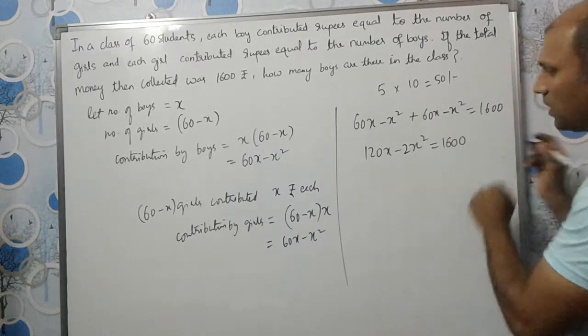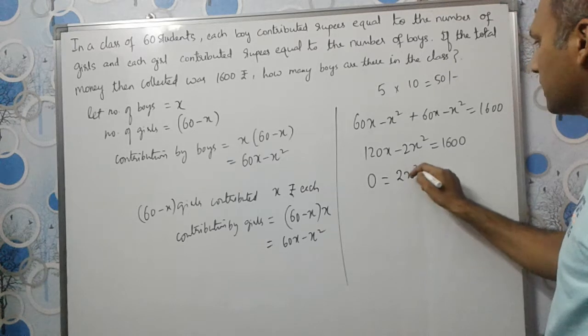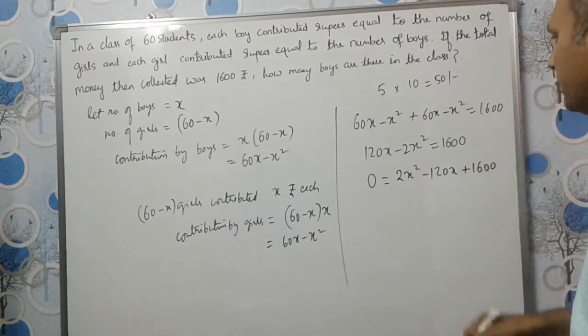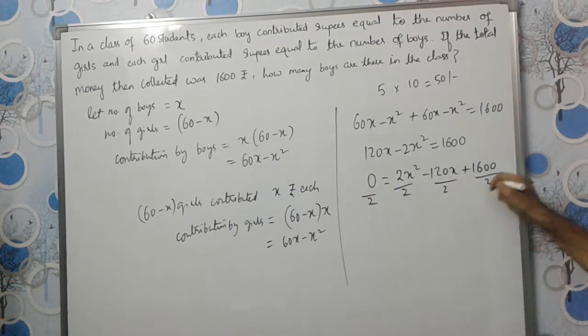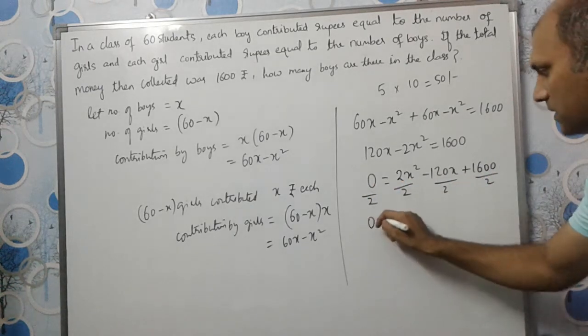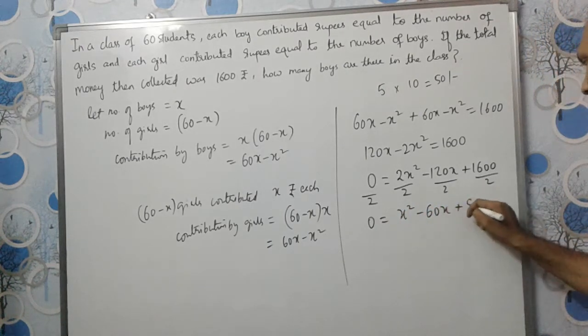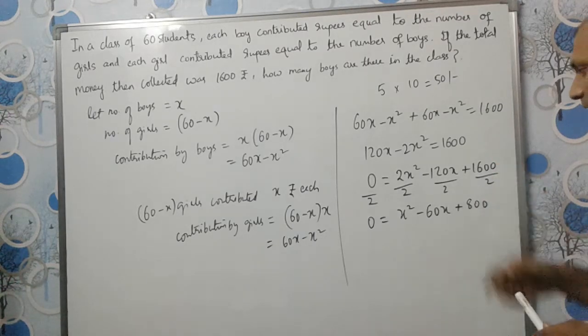Now send these two terms to the other side. So this will become 0 is equal to 2x square minus 120x plus 1600, right? What can we take common? We can take 2 common, that is, we can divide both sides by 2. So this is 0 is equal to x square minus 60x plus 800. Okay, 1600 divided by 2.